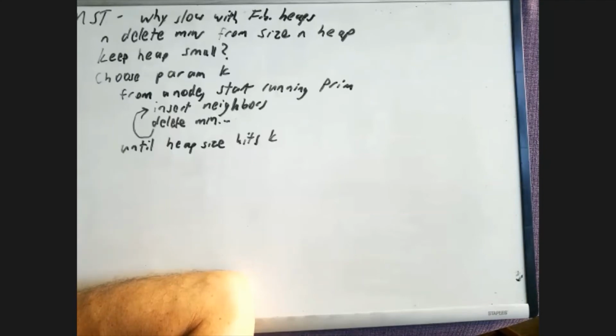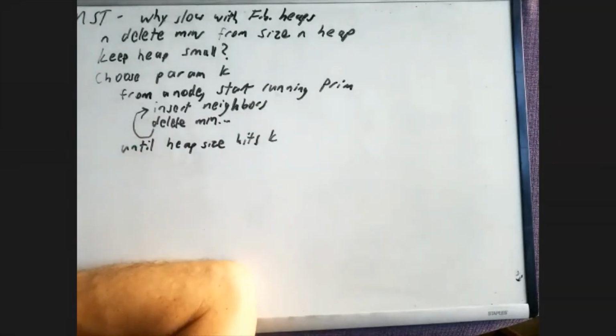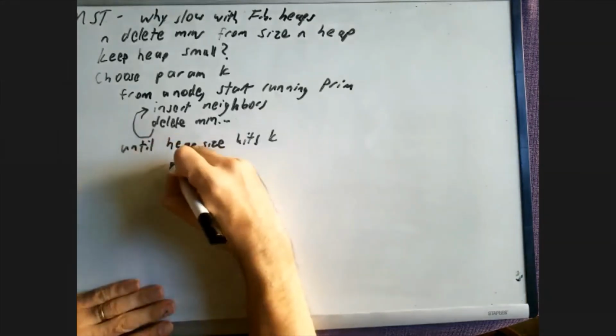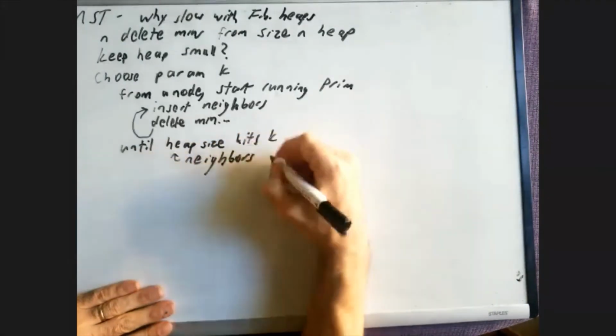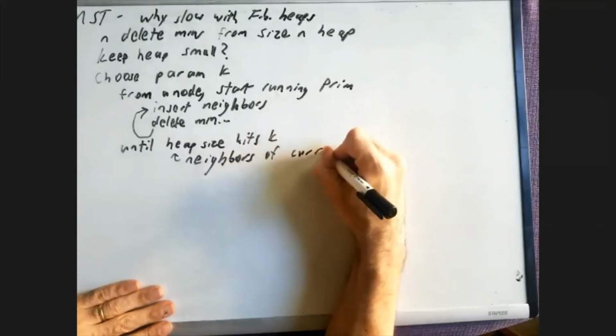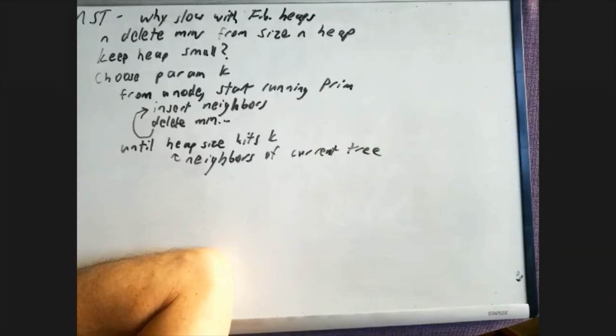Now, heap size is kind of an internal thing to the data structure, but what does that heap size correspond to? Think about running Prim's algorithm and adding these neighbors. What nodes are in the heap? Neighbors, right? So this heap is neighbors of the current tree. So basically we run until we have k neighbors and then we stop.